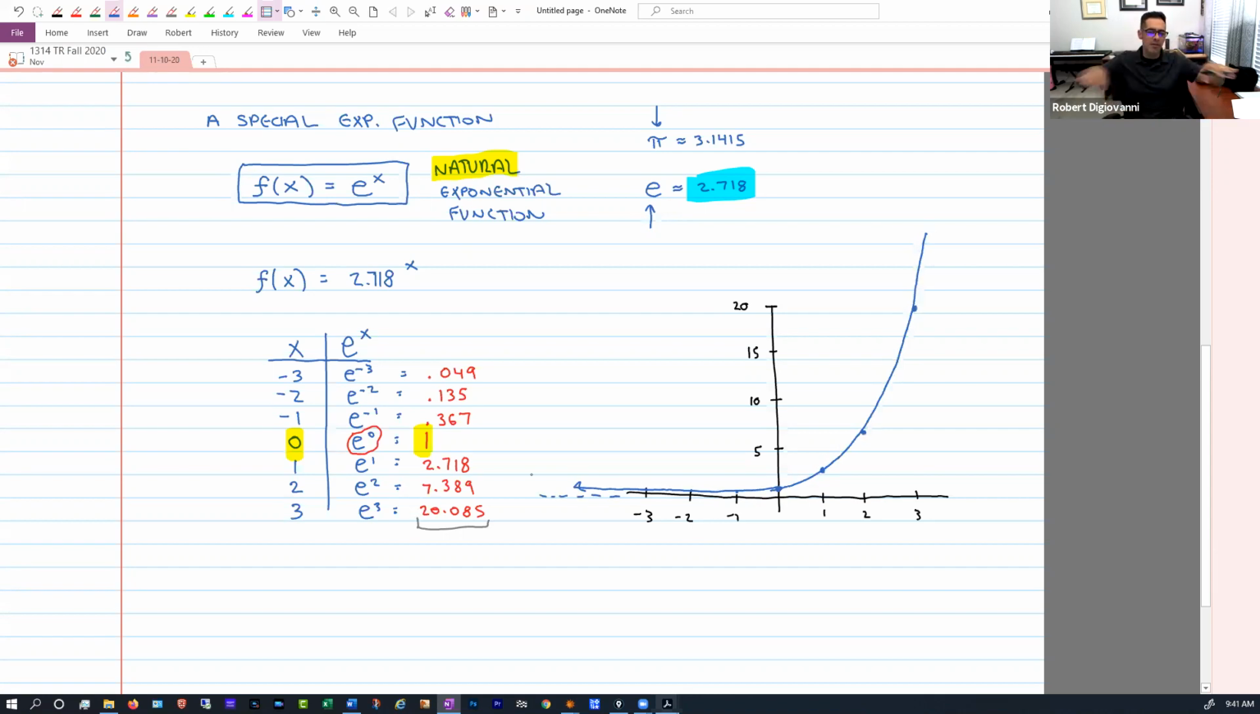Just like it did with the rational functions, it's like a magnet that pulls the function down, but just on one side. It doesn't do it on both sides, just one side. And so that would be the graph of e to the x. The big thing that you need to be able to do here is this on your calculator. You must be able to do that part. That's the important part of what I'm showing you right now.